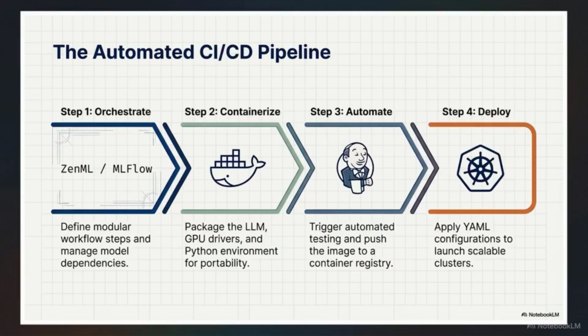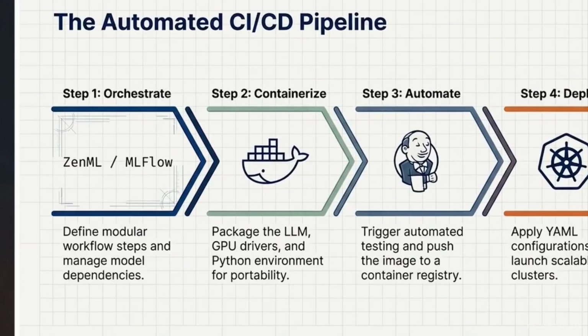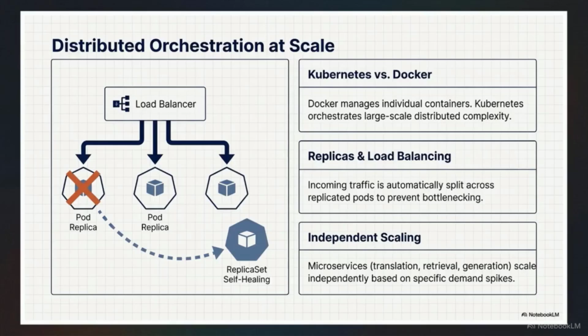Maintaining this network requires an automated CI/CD pipeline for testing and releasing code safely. Step 2 involves packaging the LLM, GPU drivers, and Python environment into Docker containers, ensuring identical model performance across different server environments. To manage containers at scale, we use Kubernetes, an open-source system for automating distributed complexity.